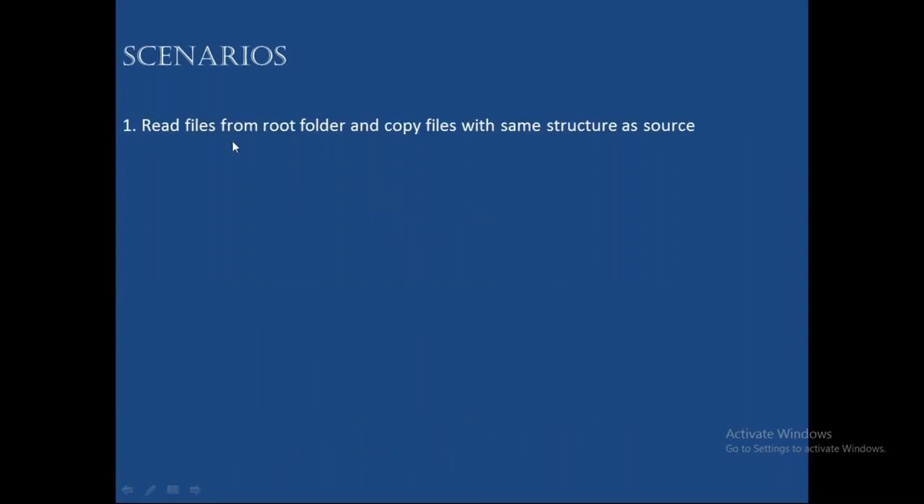Now you see, read files from root folder and copy files with the same structure as source. In Cloud Pandit input, I have two files in the root folder, and in a subfolder, I have one file. Now you see custody.csv, cust1.csv. I think by mistake I have written it differently, but it is CSV. Cust2.csv, cust1.csv. This is the subfolder. Under the subfolder, I have emp.csv.